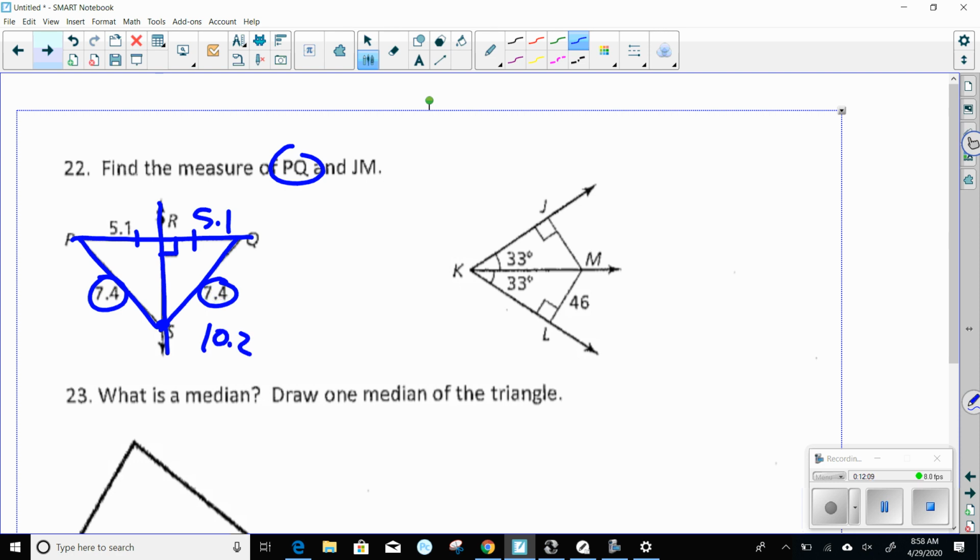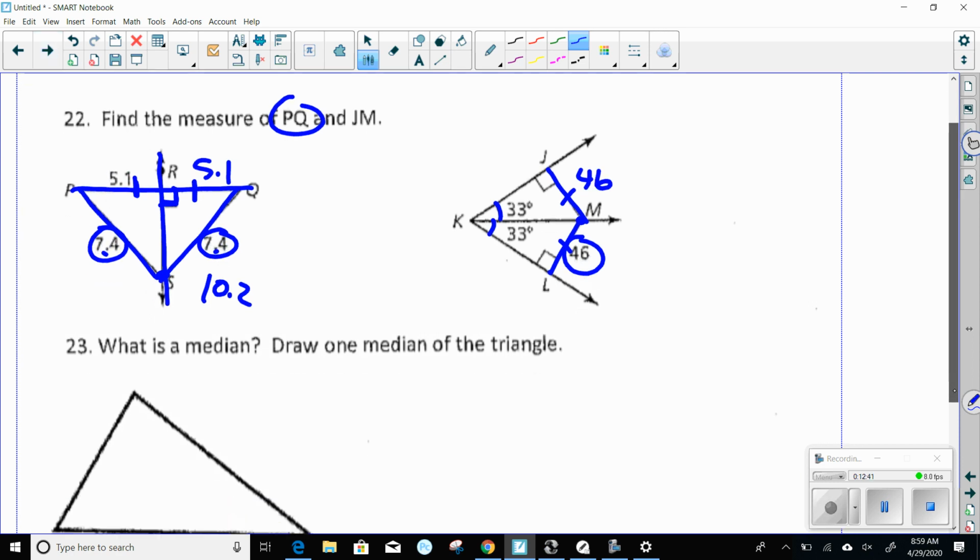You can also go the opposite way, right? If I know that it bisects that and it's perpendicular, then I know those two have to be equal also. The other thing we talked about was with angle bisectors. We know this is the angle bisector, right? They're both 33 degrees. That means that any point on my angle bisector has to be the same distance from there and from there. So those two have to be equal. So that's 46, and JM also has to be 46.